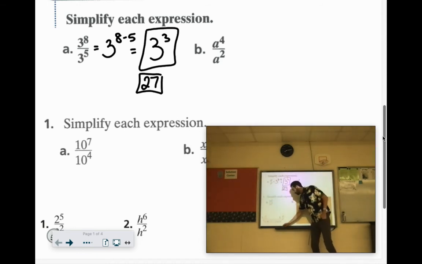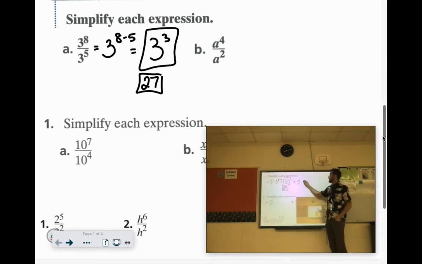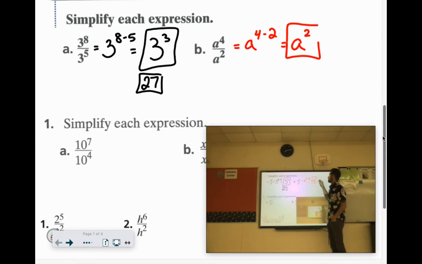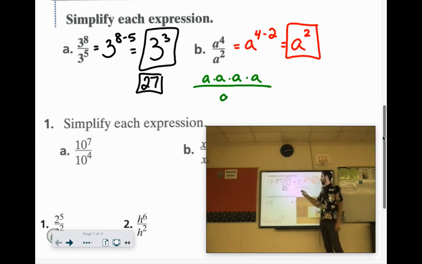So here the base of both of these is a, so we can subtract the exponents because we're dividing. 4 minus 2 is 2. So again, if you can't remember that rule, which you should, you can kind of use your brain. A to the 4th is a times a times a times a. A squared is a times a. And then you can cancel out an a for an a, and an a for an a, and you're left with a times a, or a squared that way.